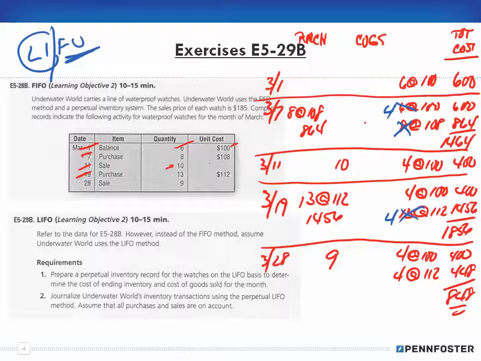So that's how we keep track of the inventory. Now we have to make journal entries.